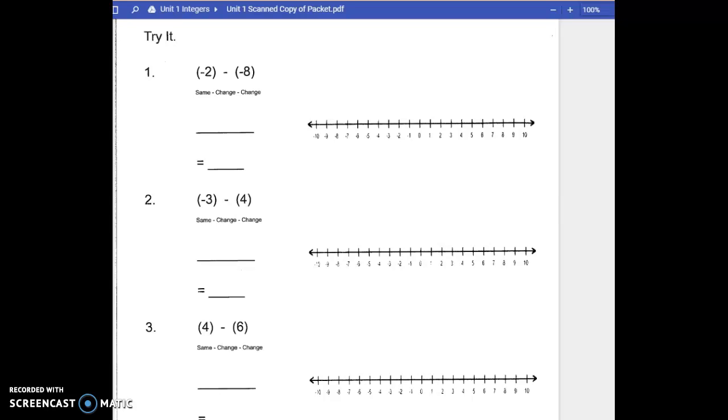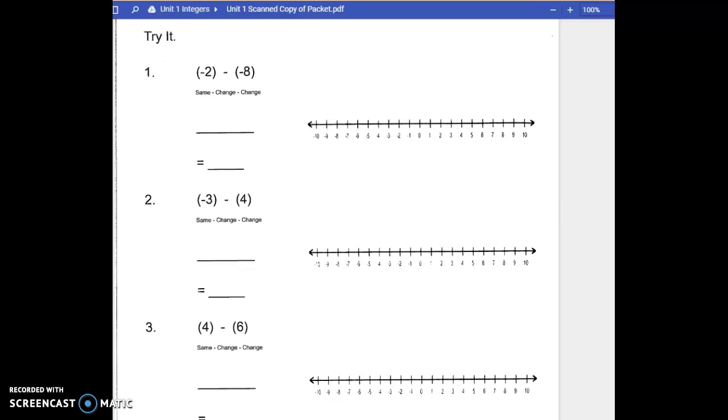I know we did these two probably together with our Zoom meeting, but I'm going to do these two with you again as a quick review, and then we'll get into the ones where you're going to work and try. Okay, so when we subtract integers, we don't actually keep them as a subtraction problem.